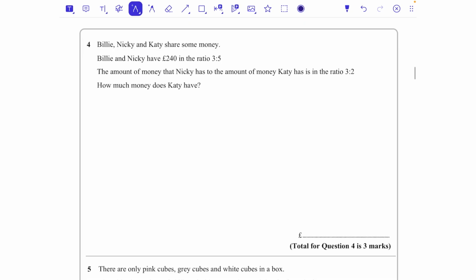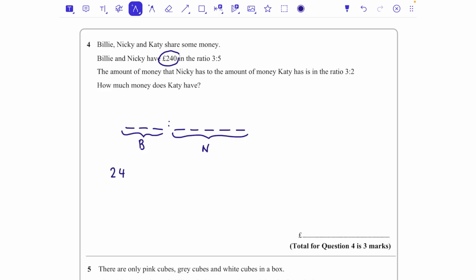Question number 4. Billy, Nikki and Katie share some money. Billy and Nikki have £240 in the ratio 3 to 5. Okay, so when we're doing ratio, you guys will know I like to do my little lines here. 1, 2, 3, 1, 2, 3, 4, 5. So Billy has these 3 piles of money and Nikki has these 5 piles of money. So altogether they've got 8 little piles, and we know that we need to take £240 and share it over those 8 piles so that each of the piles has the same amount on it.